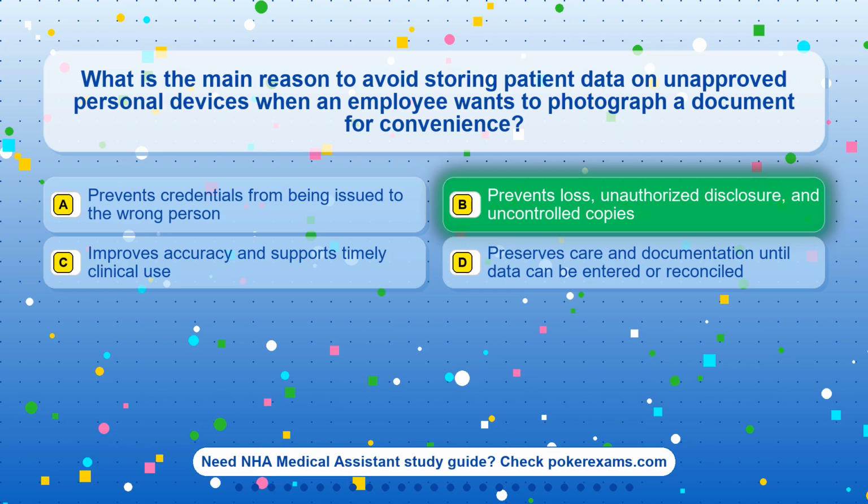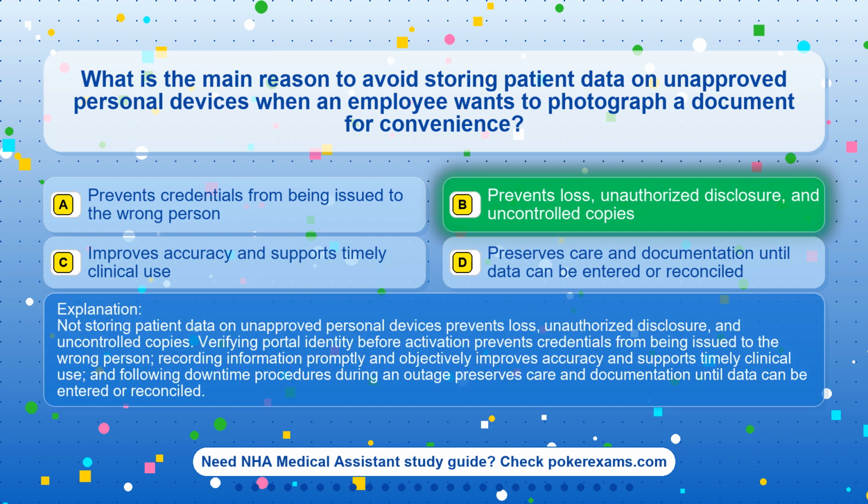The correct answer is option B, prevents loss, unauthorized disclosure, and uncontrolled copies. Not storing patient data on unapproved personal devices prevents loss, unauthorized disclosure, and uncontrolled copies. Verifying portal identity before activation prevents credentials from being issued to the wrong person. Recording information promptly and objectively improves accuracy and supports timely clinical use. And following downtime procedures during an outage preserves care and documentation until data can be entered or reconciled.